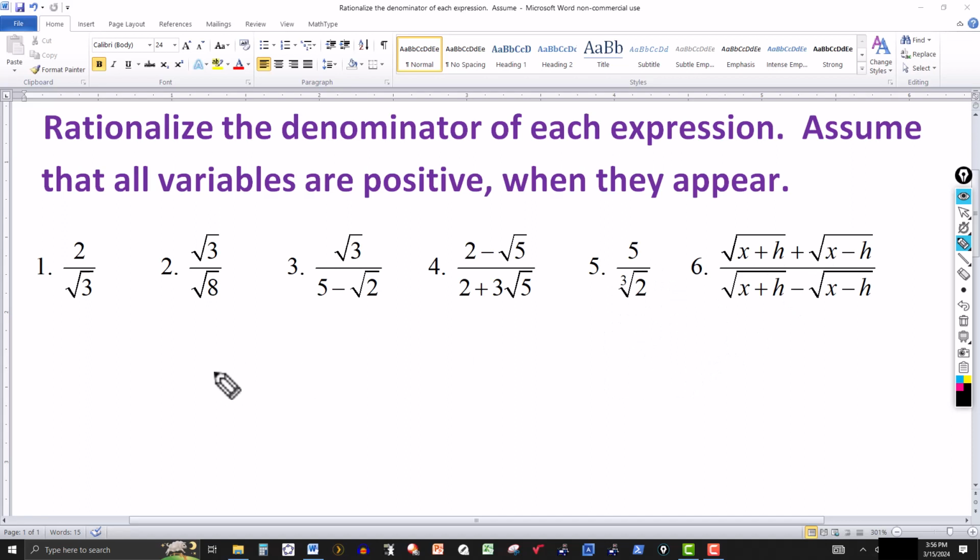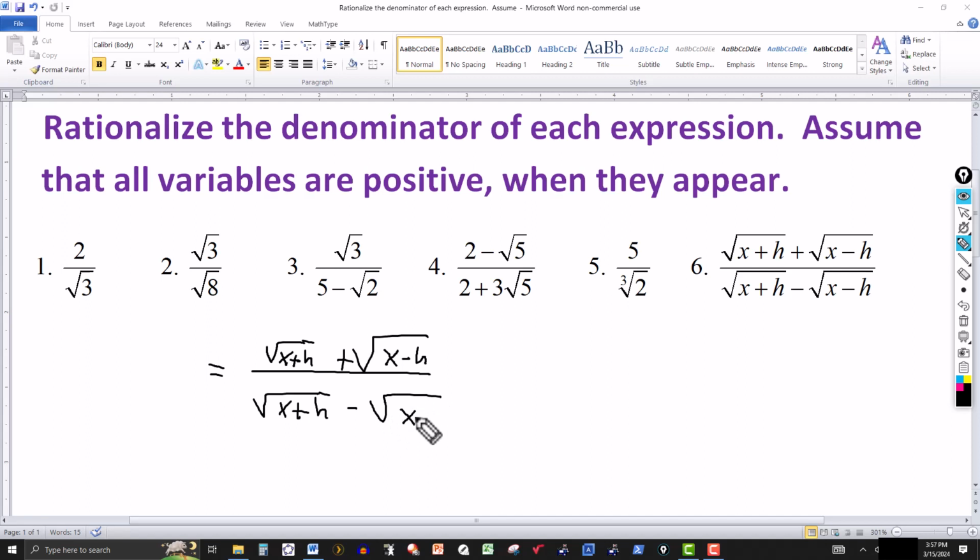Now let's look at the next one. Number 6. Got a radical again, a difference of 2 radicals here. So again, obviously we're going to multiply by the conjugate of this. So here's what we're going to have. In the numerator, it's the square root of x plus h plus the square root of x minus h. And then we write out the denominator, square root of x plus h minus the square root of x minus h. Remember, variables, we're assuming everything could be positive. So now, to eliminate the radical expression from the denominator, we multiply it by the conjugate.